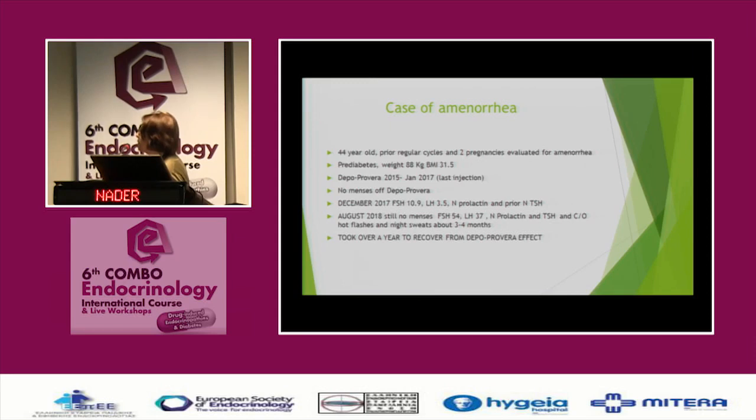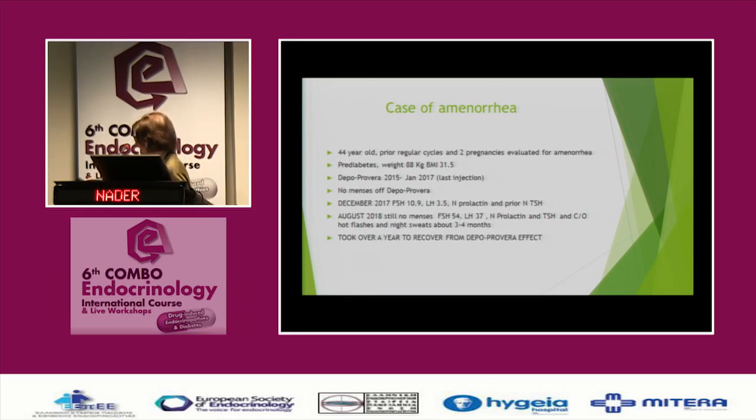This is a 44-year-old woman who had prior regular cycles, 2 pregnancies, who was evaluated for amenorrhea. She was also pre-diabetic and weighed 88 kilograms. And in fact, I heard a distinguished speaker many years ago say that he thinks the reason for the Depo-Provera effect is that Depo-Provera hangs around in the adipose tissue. And that's why the more overweight. And the cases that I've seen, to my recollection, were almost all overweight.